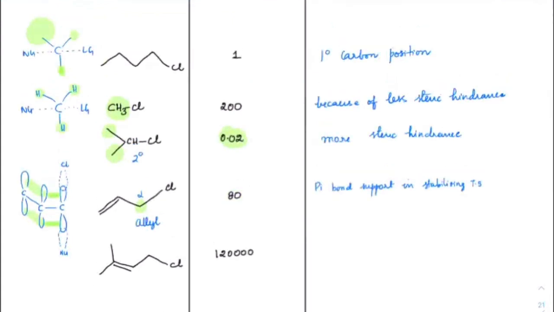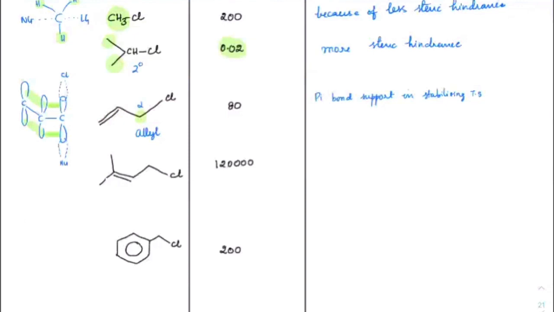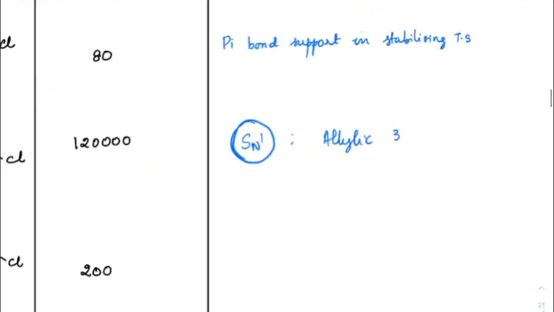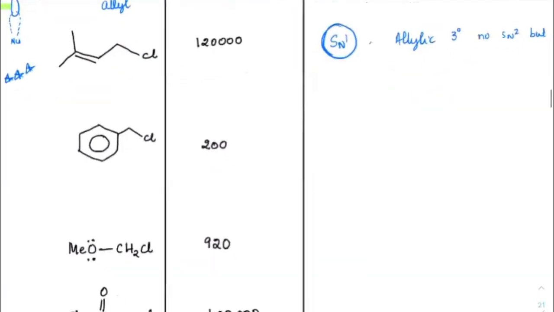Correct. Next, this is not a case of SN2. We will just remember it for a while. This is a case of SN1. Okay, this is a pure case of SN1, and this is a very important reference for SN1, right? So in short, when you have an allylic 3 degree, no SN2, but it will go for SN1. Why that happens, we'll discuss in the SN1 case.